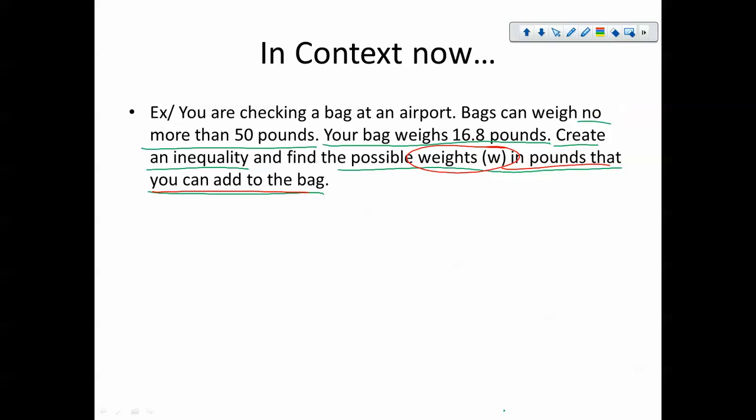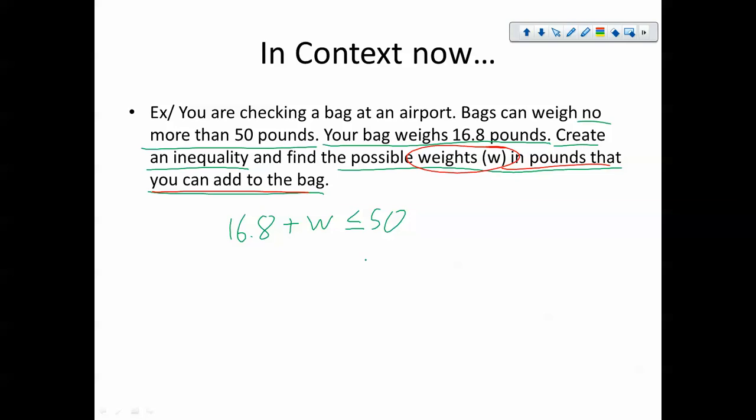And I'm going to say that out loud one more time. We've got a bag that weighs 16.8 pounds, and I'm finding out how much can I add to that. It's some unknown amount. How much can I add to that so that it can be no more than 50 pounds, which means it can't be bigger than 50 pounds. So it has to be less than or equal to 50 pounds. There's my equation. There's my inequality.